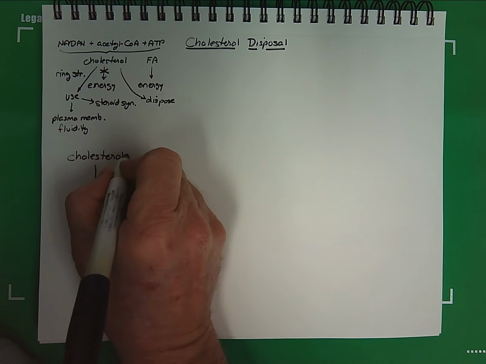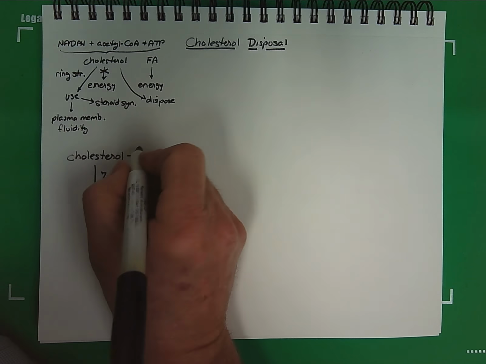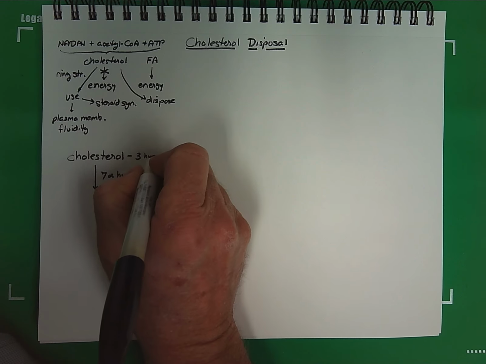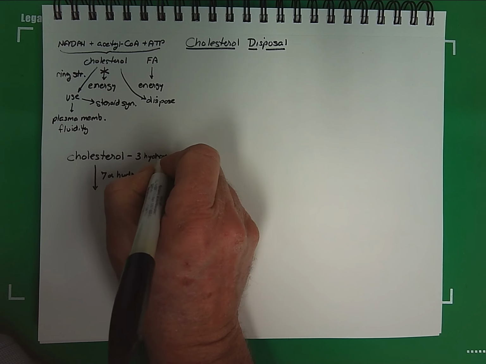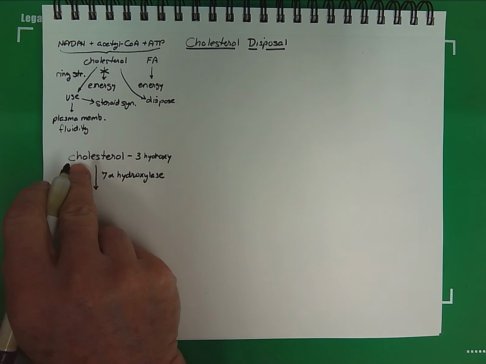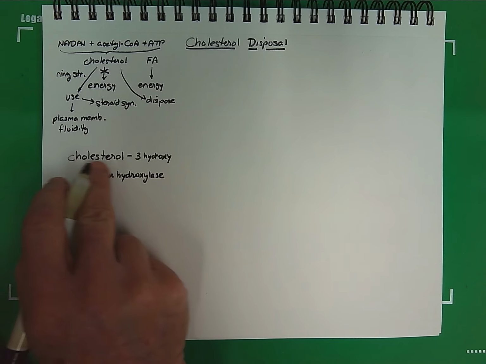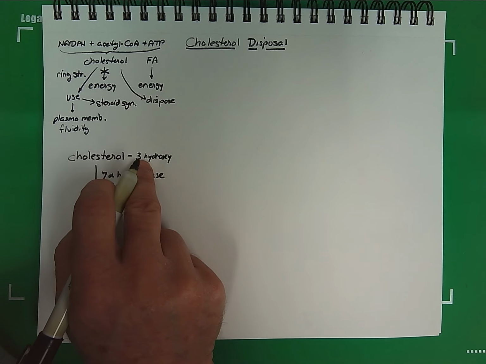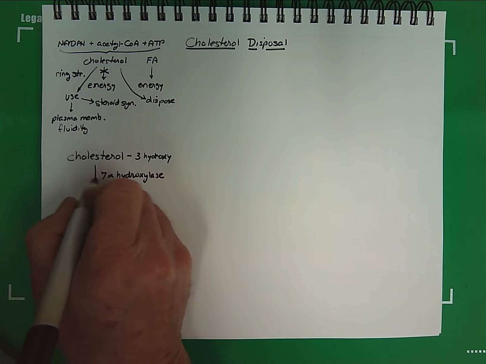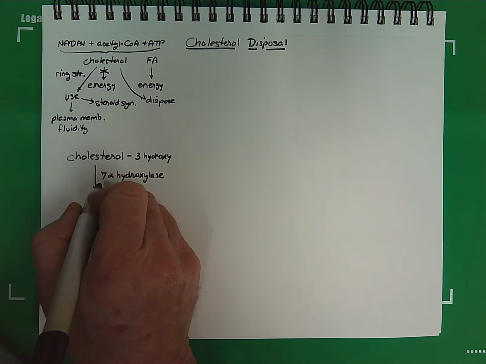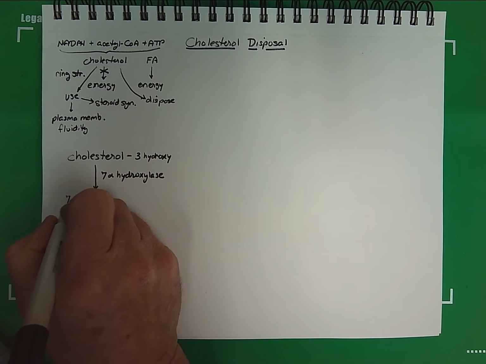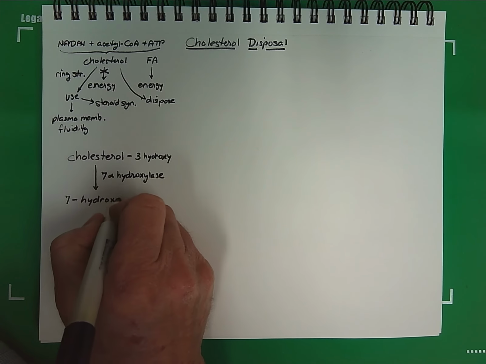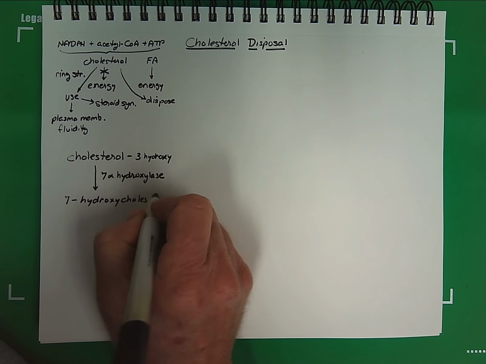Now recall that cholesterol already has a hydroxyl group on it. This is in the number 3 position on the A ring. And the first step of cholesterol disposal is to convert this, not to leave the 3-hydroxy there, but also to add another hydroxyl group. And so we are now generating 7-hydroxy cholesterol.